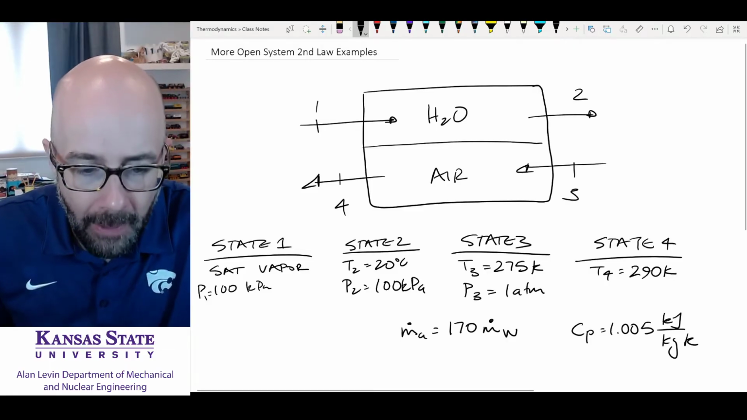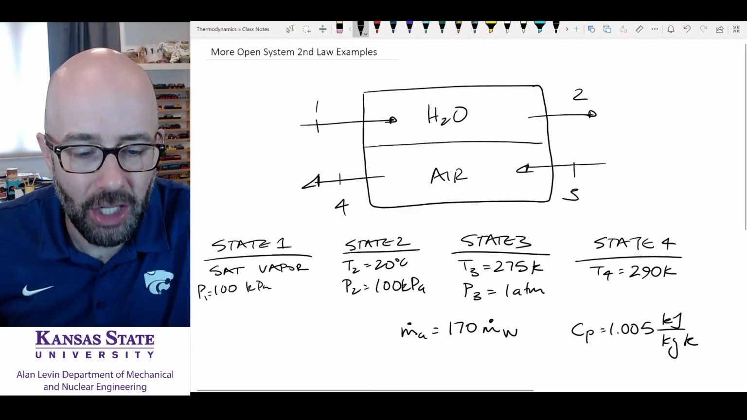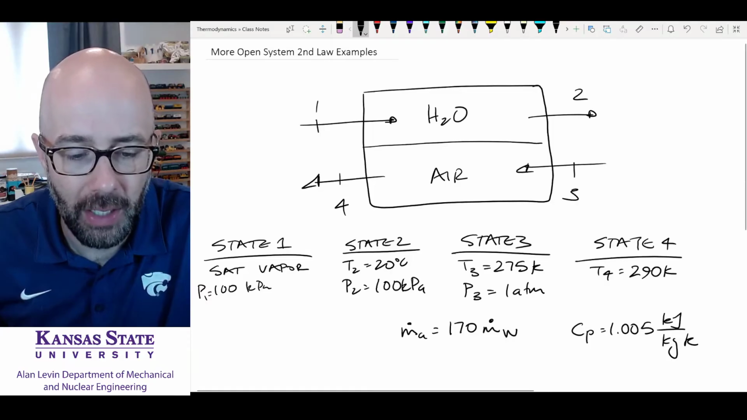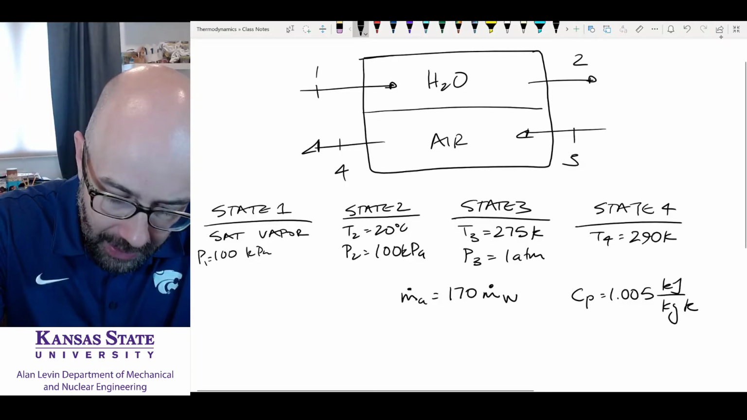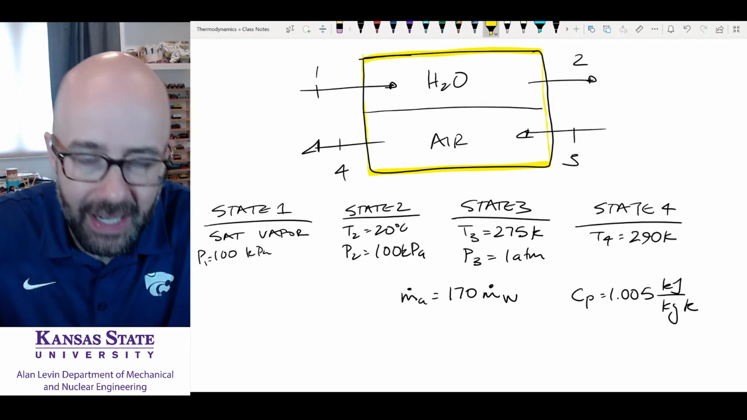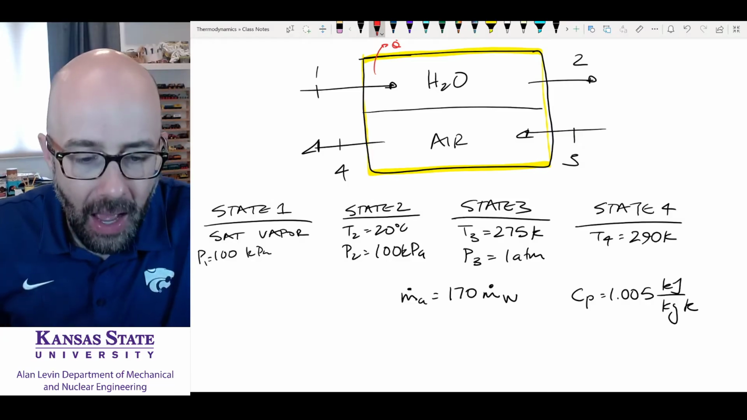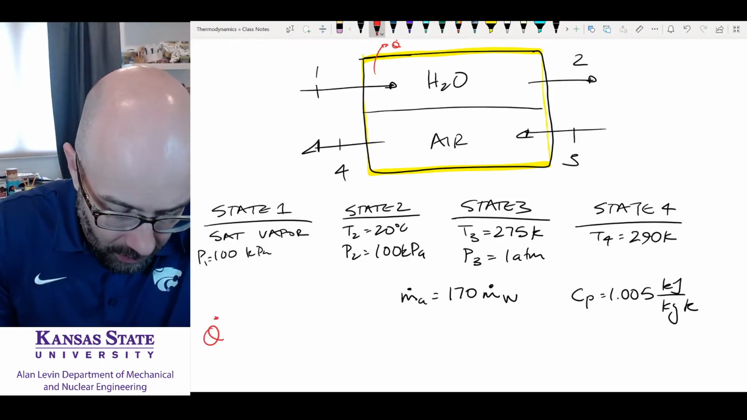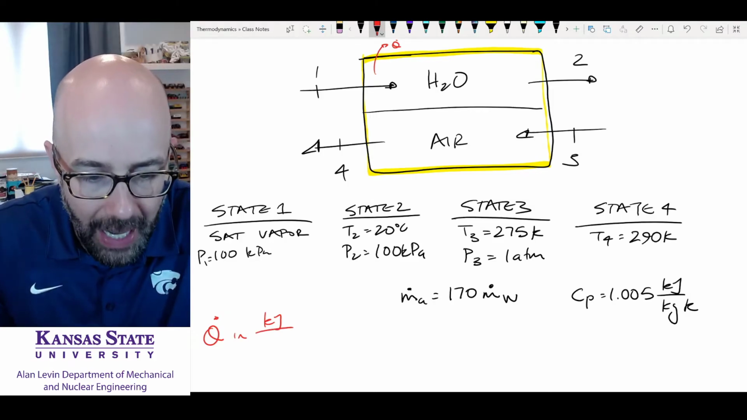Okay. They say for a control volume that encloses the heat exchanger, evaluate the rate of heat transfer in kilojoules per kilogram of water flowing. So I want to find out, if we have a control volume that is this yellow line, what is the heat transfer leaving. There's some heat transfer leaving, this Q dot. So we want Q dot in kilojoules per kilogram of water flowing.